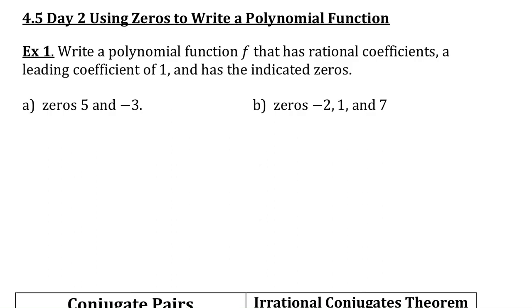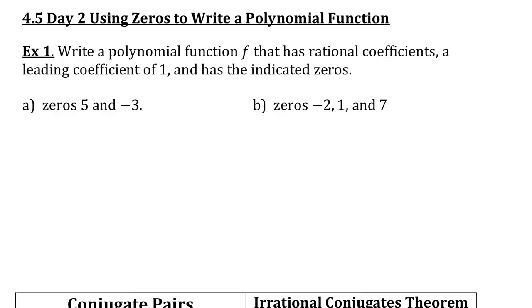Okay, yesterday we found the zeros from a polynomial function. Today, given the zeros, you're going to write the polynomial function. So for example 1, we're going to write a polynomial function f that has rational coefficients, a leading coefficient of 1, and has the indicated zeros. Okay, we're going to go ahead and do it, and then we'll go back to the directions and see what they're talking about.